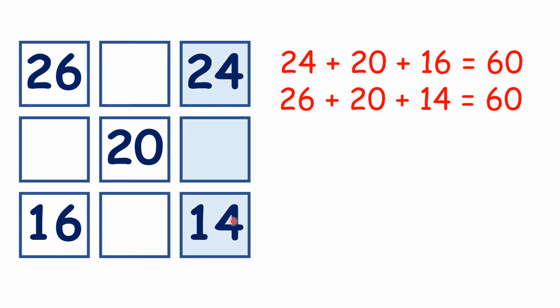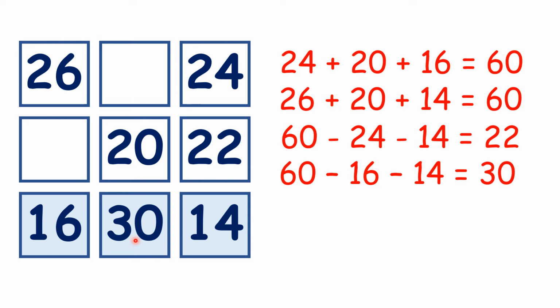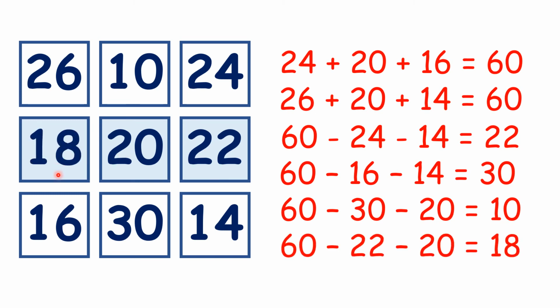24, 14, and 22 make 60. 16, 14, and 30 make 60. 30, 20, and 10 make 60. And let's solve this last square. 22 plus 20 plus 18 makes 60.